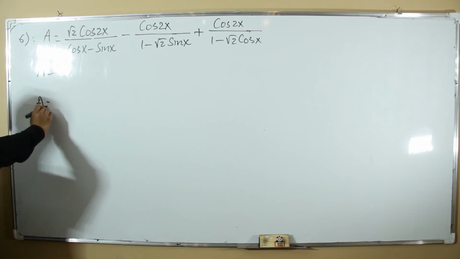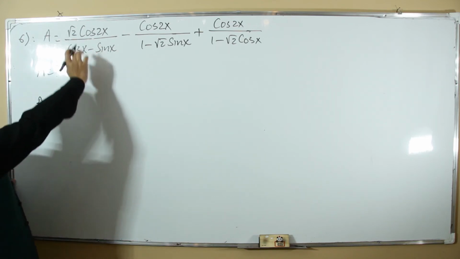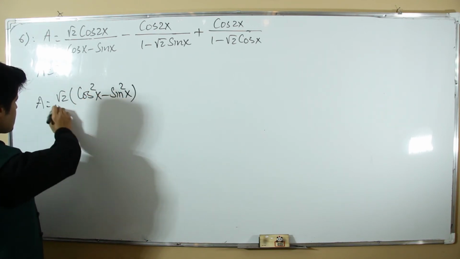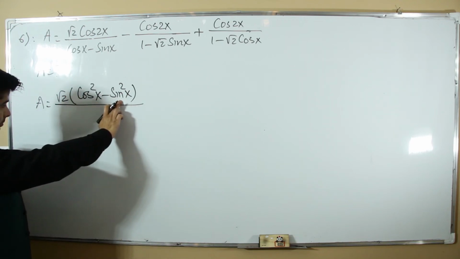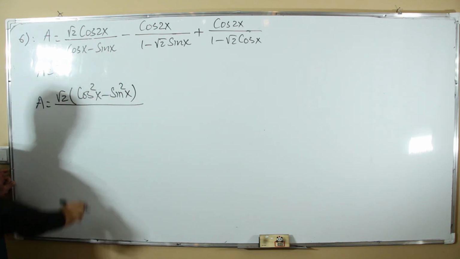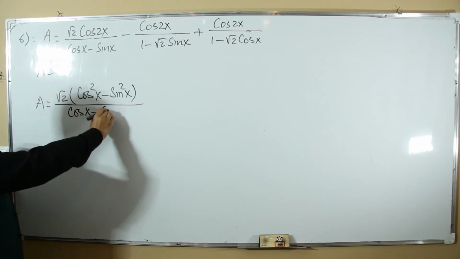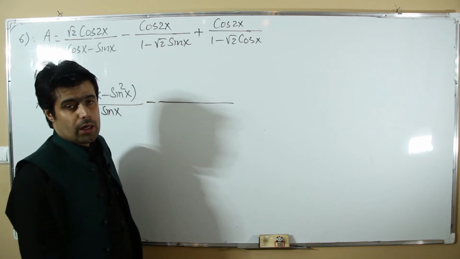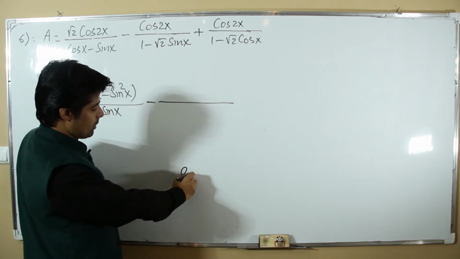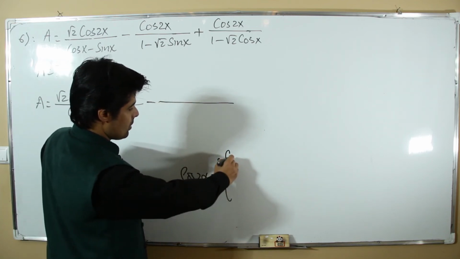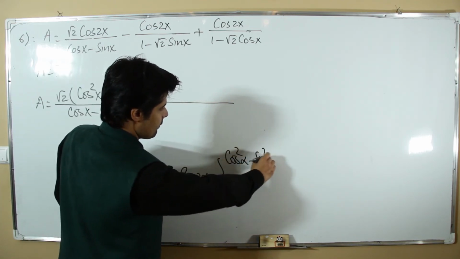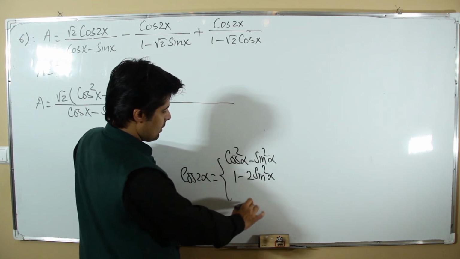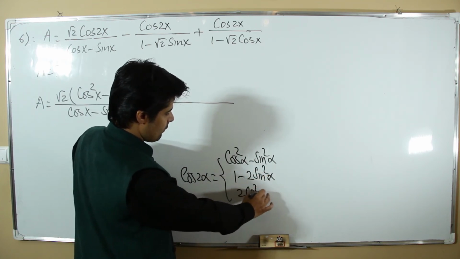How can we define it? A is equal to root 2, and instead of this one, can I write cosine square of x minus sine square of x? Yes. Cosine square of x minus sine square of x is cosine 2x, divided by cosine x minus sine x. Minus. And instead of this one, we have three solutions. For cosine of 2 alpha, we have 3 statements: cosine square of alpha minus sine square of alpha, and 1 minus 2 sine square of alpha, and also 2 cosine square of alpha minus 1.